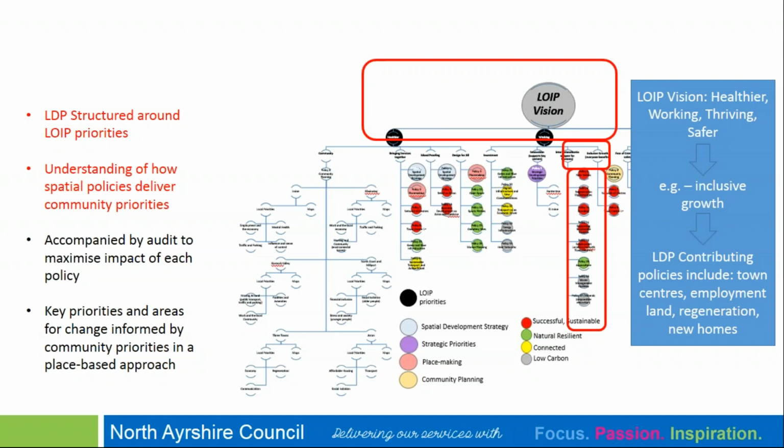If you remember back to the slide at the start where the vision was linked to the LOIP, there's a series of priorities that sit under each of the healthier, working, thriving and safer themes, about what the community planning partnership is working to deliver. One of those, just as an illustration, is inclusive growth under the working North Ayrshire theme. What we've done is grouped the structure of the LDP around those themes so that we know what policies are delivering those actions.